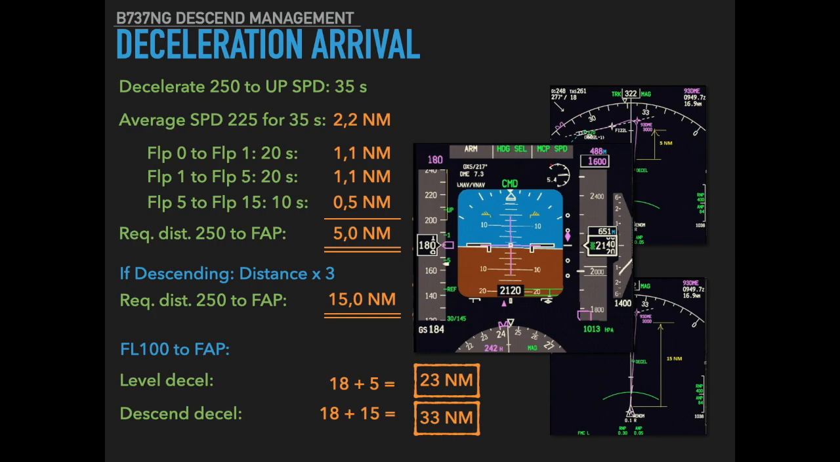Example, maintain 210 knots means that you need to start your reduction to final approach speed 3 miles from final approach in level flight and 9 miles before when descending. Remember though that the 5 or 15 rule only applies in the arrival and approach.